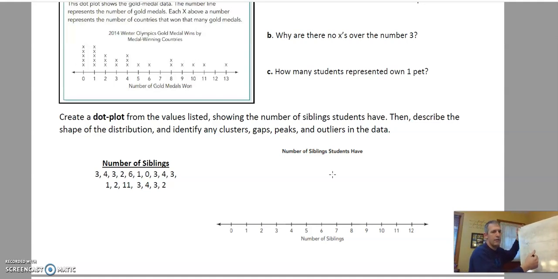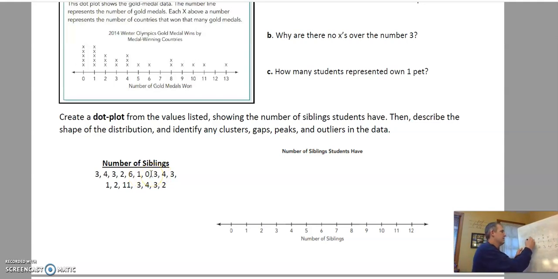Okay, and I would just put an X over each point accordingly. I didn't do it enough, but this at least gets us started. There is a 3, so I'm going to put an X over the 3. There is a 4, so I'm going to put an X over the 4. There is another 3, so I'm going to put another X above the 3. There is a 2, so I'm going to put an X over the 2. All right, there is a 6, so I'm going to put an X over the 6. And I would just go through my list, putting an X for every time that number is listed.